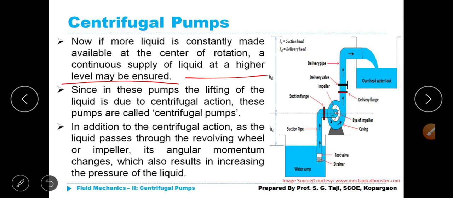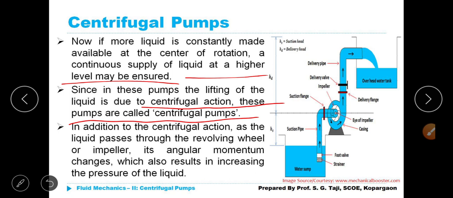Since in these pumps, the lifting of the liquid is due to centrifugal action, the pumps are called centrifugal pumps. Make it very clear. Pumps are used to lift milk also in dairy. Don't think that only liquid; some fluids also will be lifted. Even in sewage gutters, pumps are used to lift the debris water.